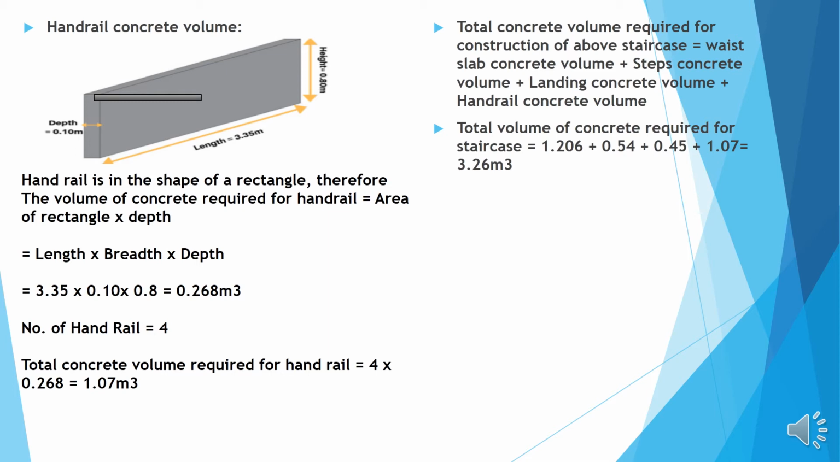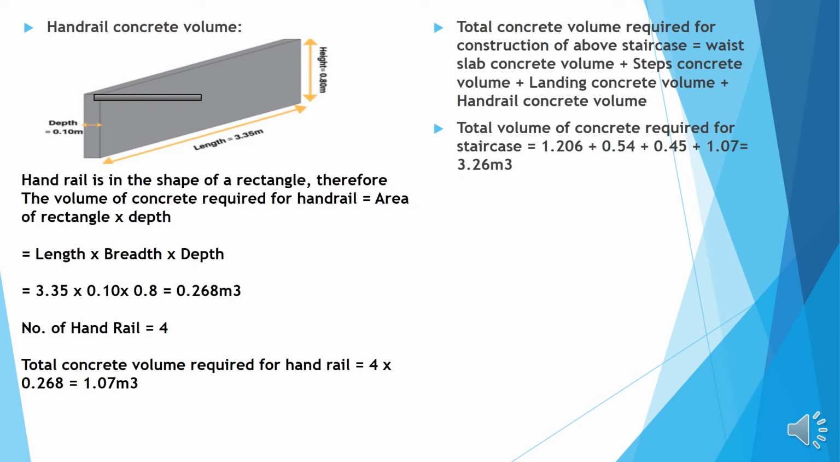Therefore, the volume of the concreting will be area of rectangle into depth. That is 3.35 into 0.1 into 0.8 will make you 0.268 cubic meter. Number of handrails is 4. So, total concreting volume required for 4 handrails will be 0.268 into 4, which makes 1.07 cubic meter.